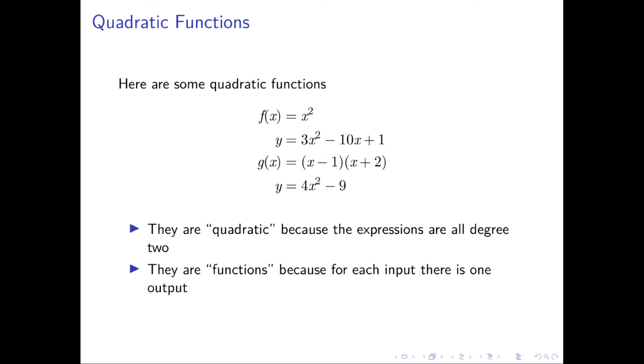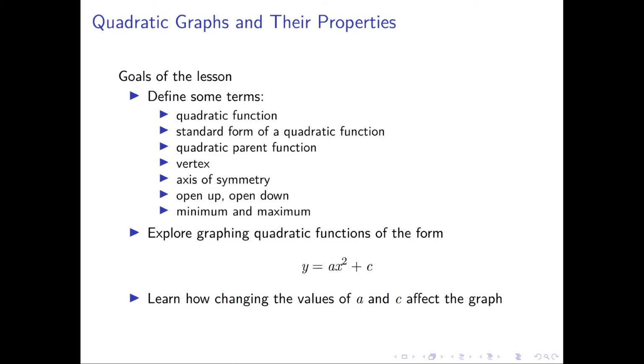They're quadratic because the functions are all of degree 2, and they are functions because for every input x, there is exactly one output. The goals of this lesson are to define the terms that you see here, and you don't have to write these down now because we'll get to them in just a moment, and to explore graphing quadratic functions of the form y equals ax squared plus c, a constant, and learn what the values of a and c have to do with the appearance of the graph.